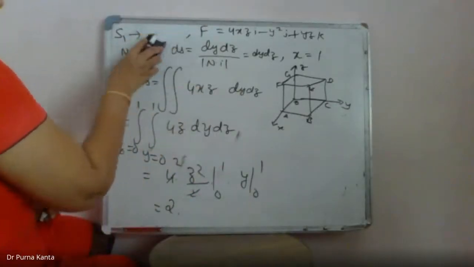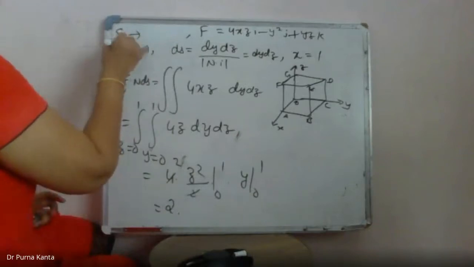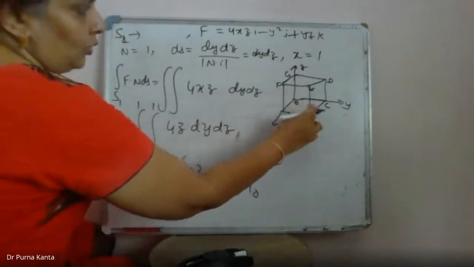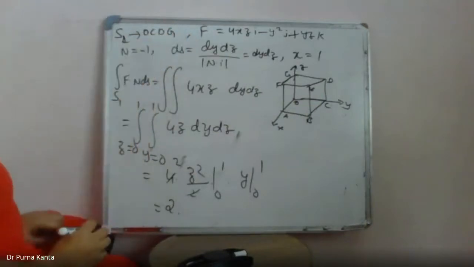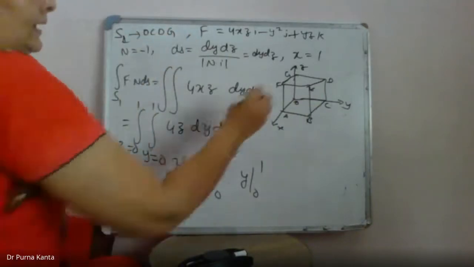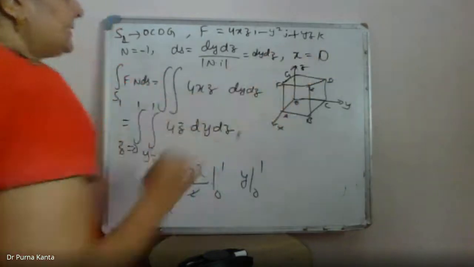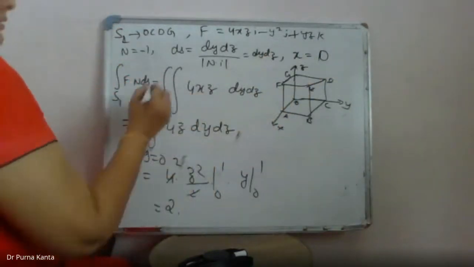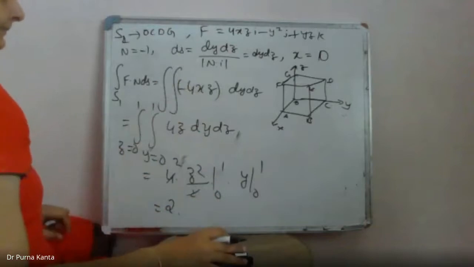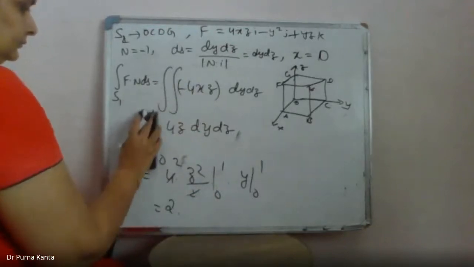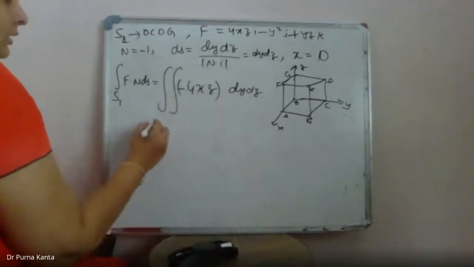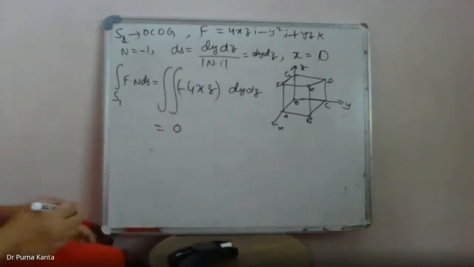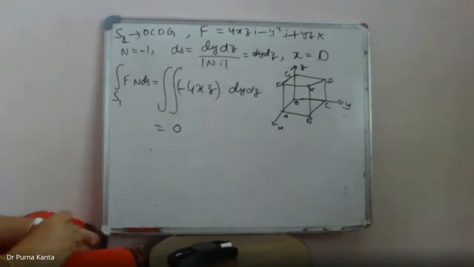Okay. Now we go with the second surface, opposite to this. What is the second surface opposite to this? S2, opposite to this, OCDG. In that case, n is equal to minus i, and the value of x on that surface is 0. So this is minus 4xz, and since x is equal to 0, this value will become 0. That is the integral over S2.